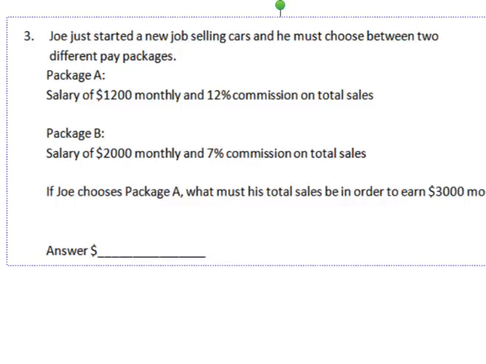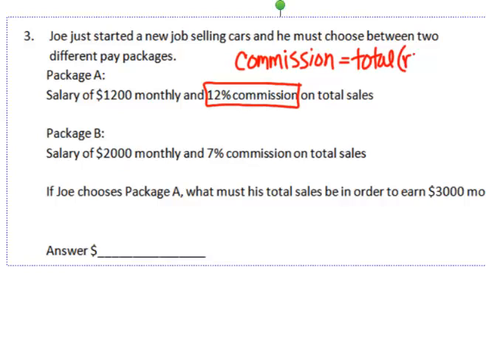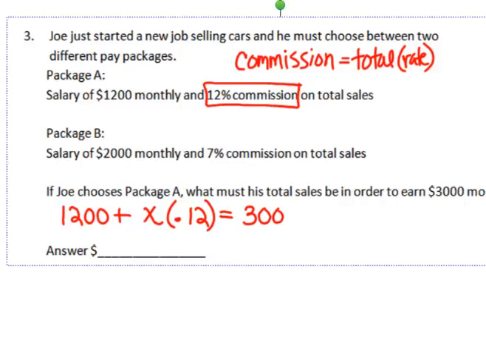Okay, well, we should know from our percent lesson that if I'm trying to calculate commission, commission equals the total sales times the rate. Okay, so let's write an equation for that. So Joe gets $1,200 a month as his salary plus 12% times the total sales. Now I don't know what the total sales are, so we're going to call that X, and I'm going to write 12% as a decimal. And that has to equal $3,000 a month. That's what Joe needs to make a month to survive.